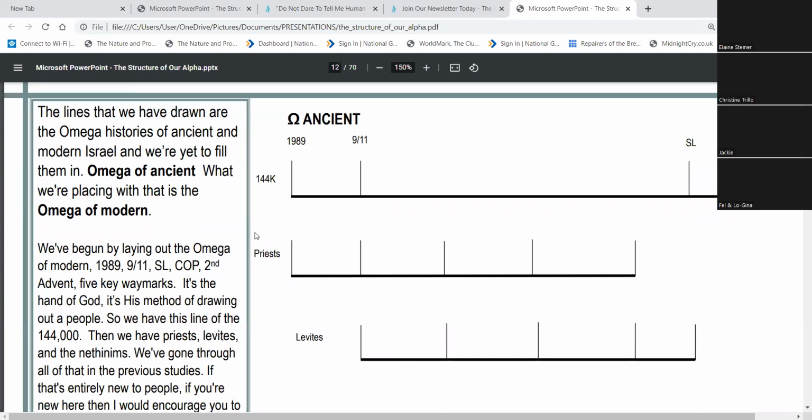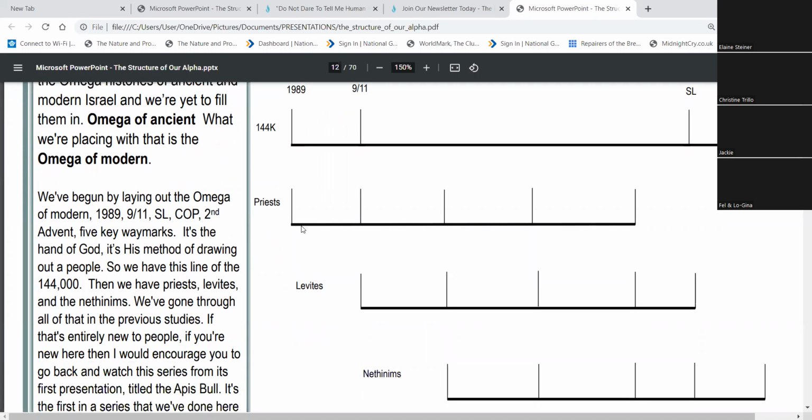So the lines we've drawn here are the mega histories of ancient and modern Israel, and we're yet to fill them in. The mega of ancient, what we're placing with that is the omega of modern. We've begun by laying out the omega of modern. That's 1989, 9/11, the Sunday Law, close of probation, and the Second Advent. The 5 key waymarks is the hand of God, and it's his method of drawing out a people.